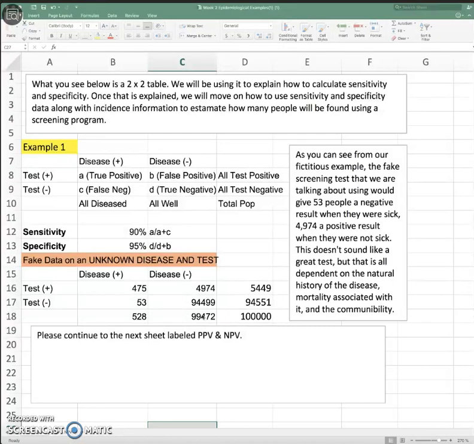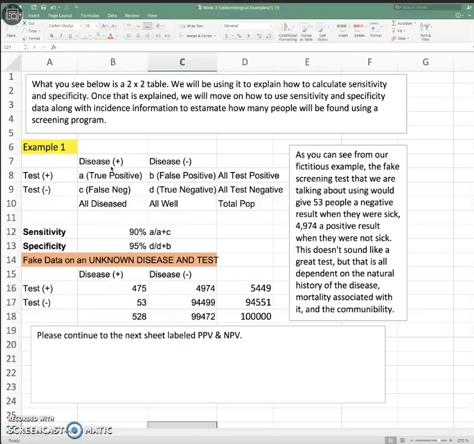We have some more Excel epidemiology work that hopefully you can use in the field when you start working up these things in real life. So what you'll see below you is an example on how to calculate sensitivity and specificity. Once it explains, we'll move on to how to use sensitivity and specificity data along with incidence or prevalence data to estimate how many people will be found using a specific screening program.